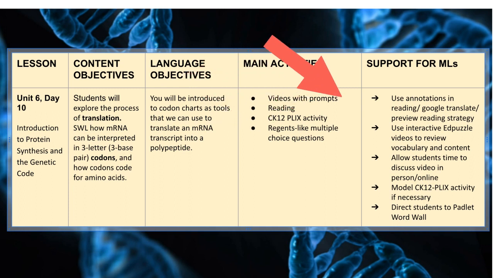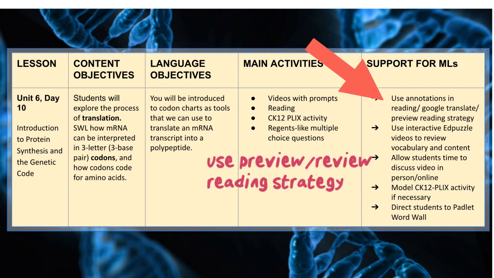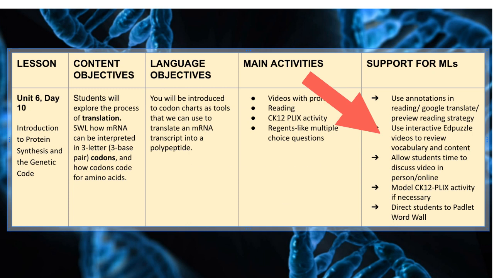Some ideas to support your multilingual students today are to use annotations in the reading. The reading is pretty heavy and students are still practicing the language. So annotating the reading can be a really good strategy to help our students. You can also use the preview-review strategy that I explained in one of my former videos. You can also encourage students to use Google Translate, and you can use interactive Edpuzzle videos that you can create to review vocabulary and content.